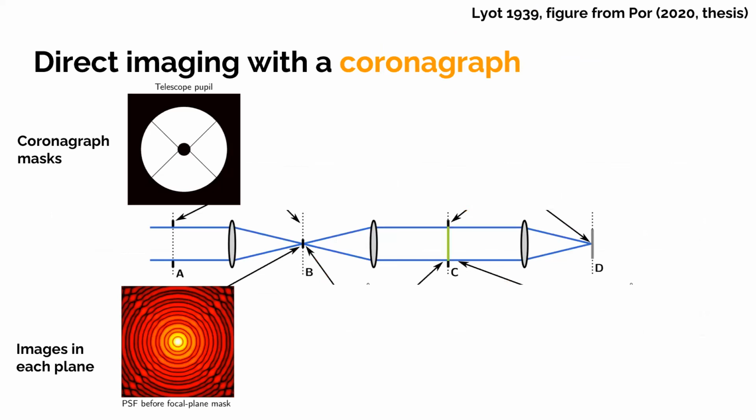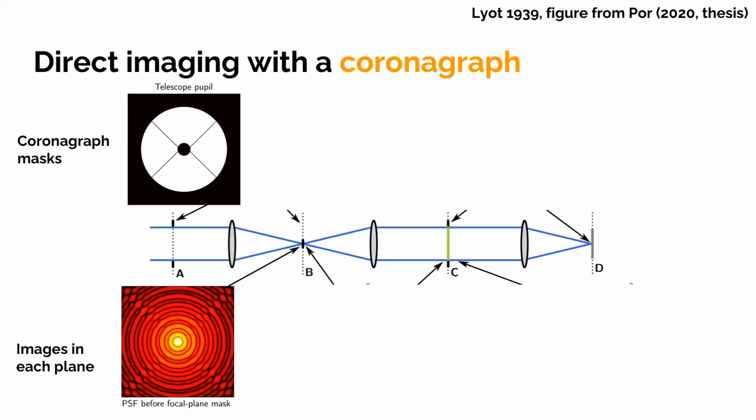So how do we get that close in? We do that with a coronagraph. So here's an example coronagraph by Bernard Lyot in 1939. Of course, we have come a long way, but basically every coronagraph shows a similar structure. So it's instructive to go through this.